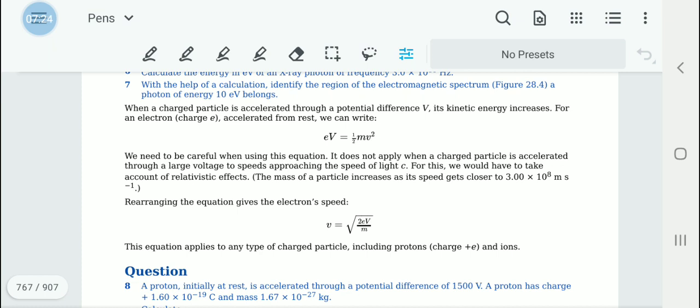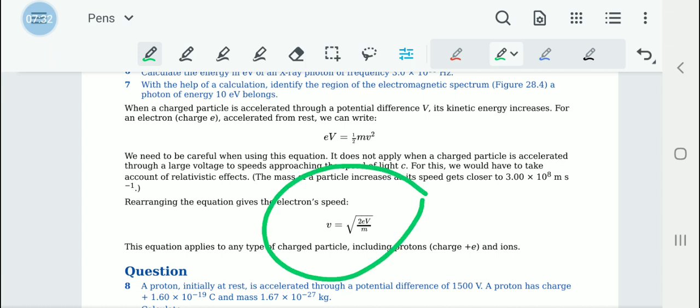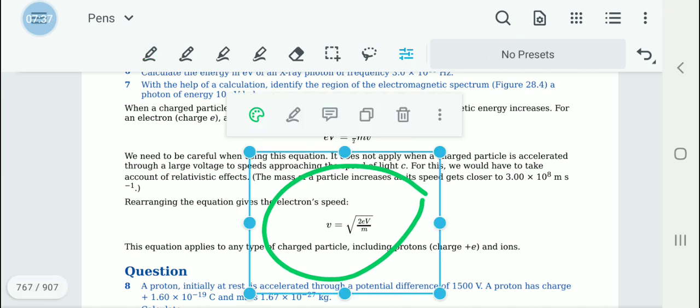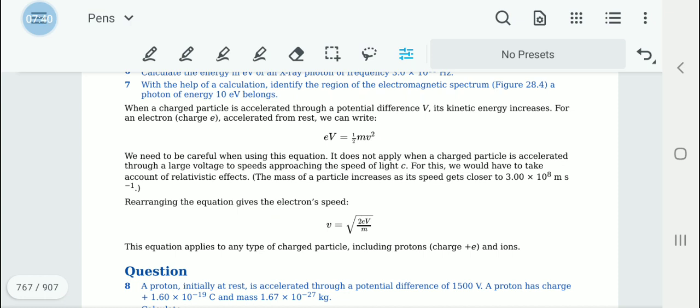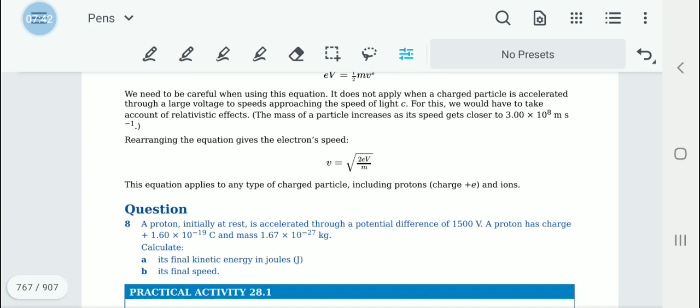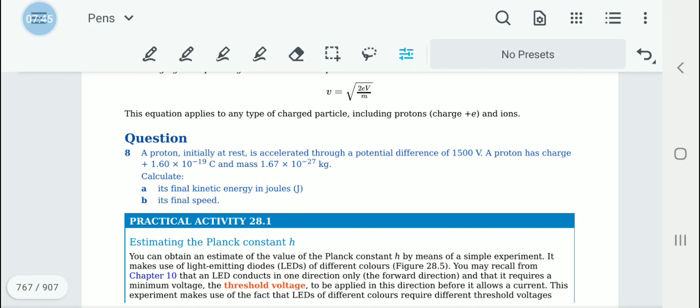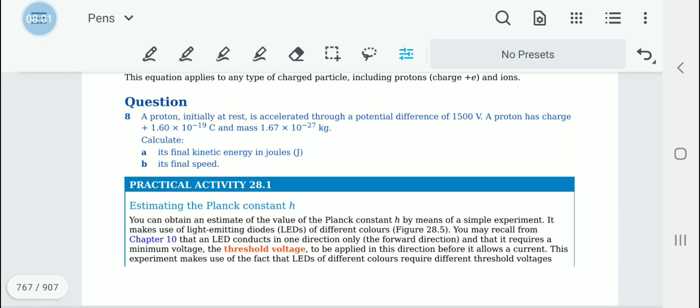From this we can get the below equation for the speed of electron. Please write this down: v equals square root of 2eV upon m. I hope this makes sense. These are all related questions, and you need to know that. Here, please identify the two V's separately. Capital V stands for the voltage, simple v is for the velocity of the electron. Now you would be able to do question number 8.